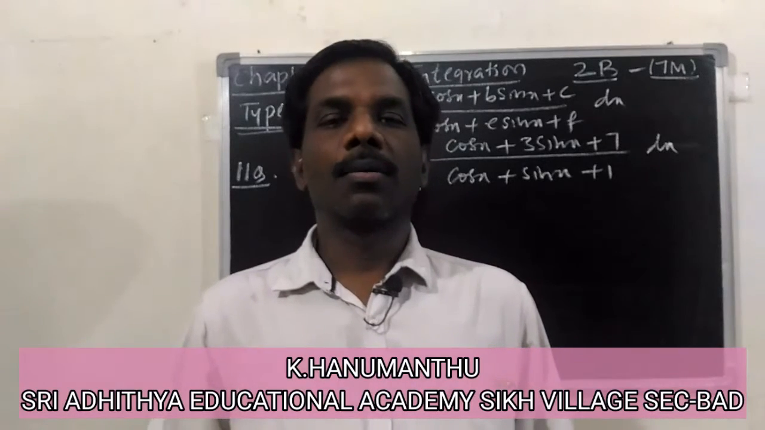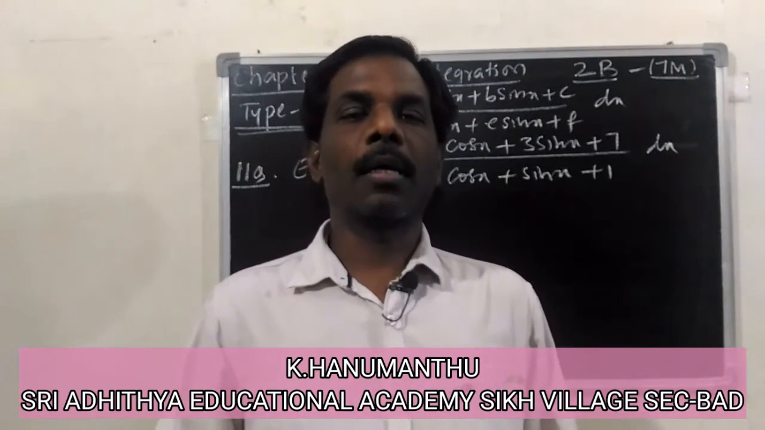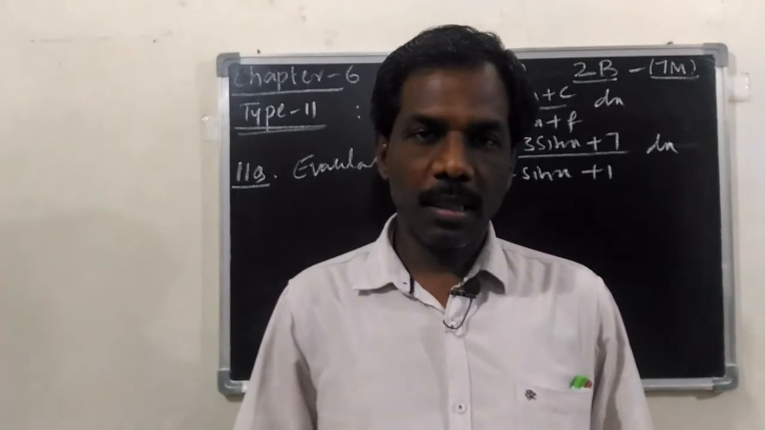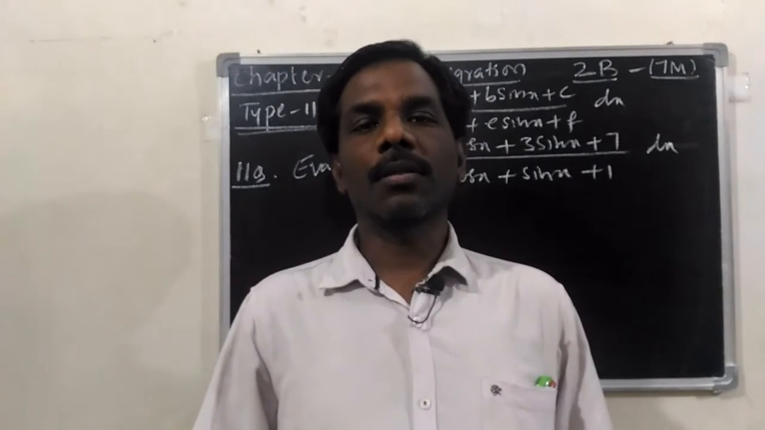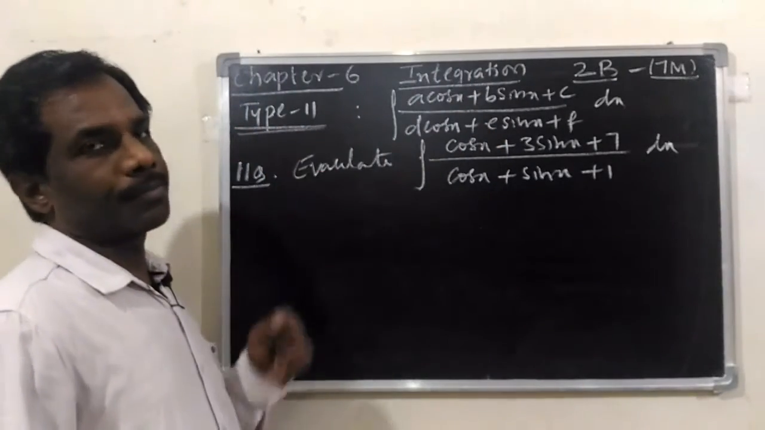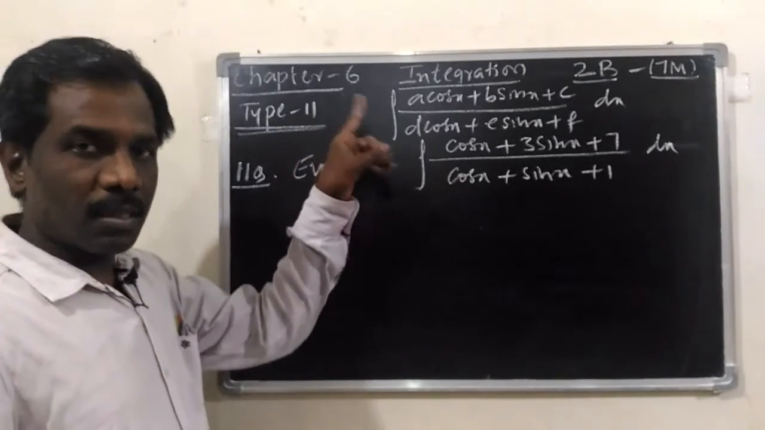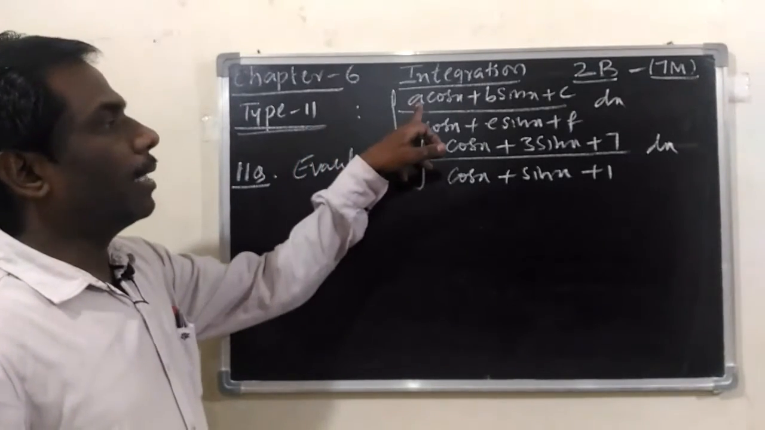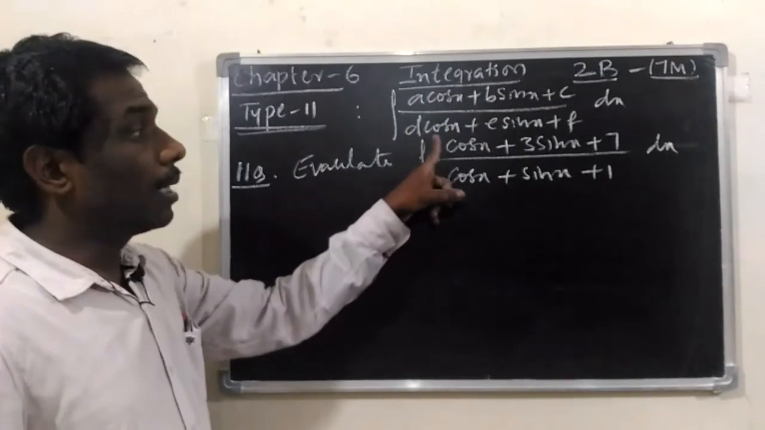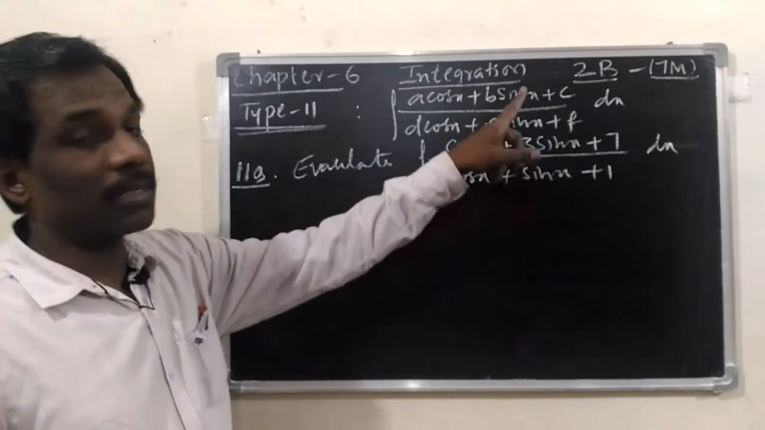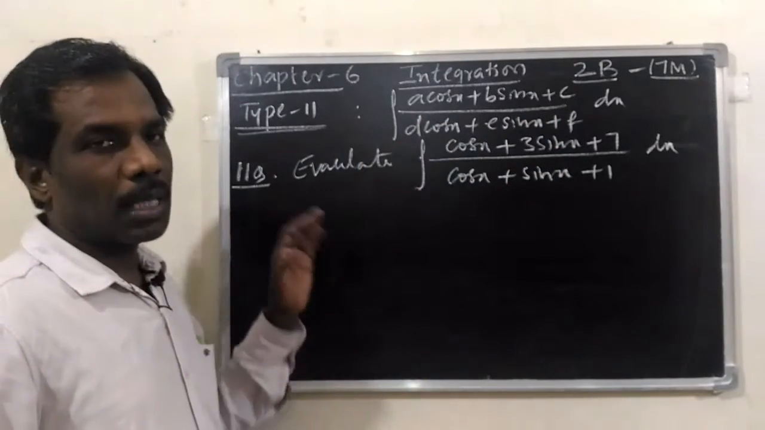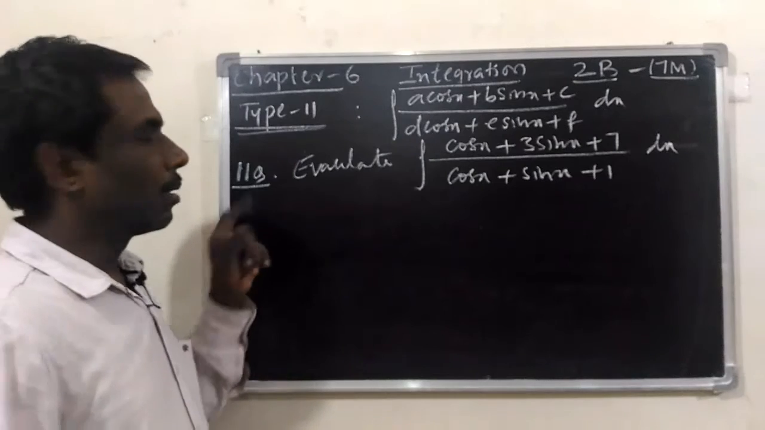Hello students, today I am explaining intermediate second year 2B Maths chapter 6 integration 7 marks important questions. Here we have type 11. Type 11 is in the form of integral (a cos x plus b sin x plus c) by (d cos x plus e sin x plus f) into dx. Based on this I have taken one question here.